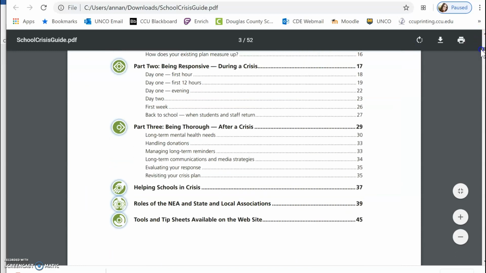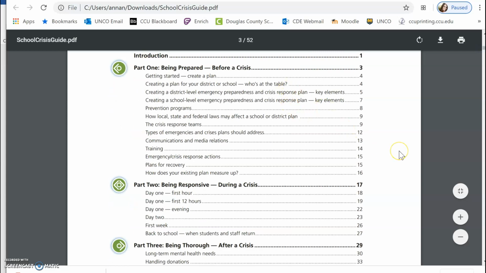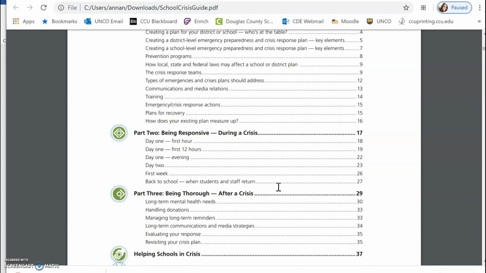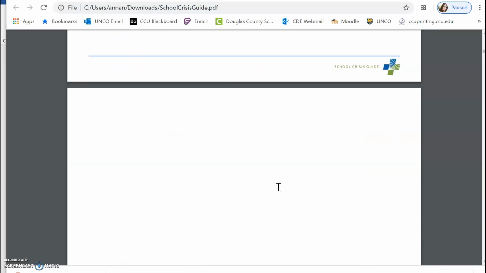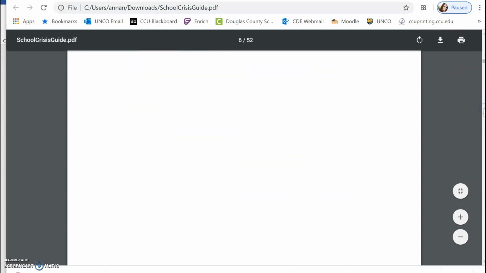Here is a guide for school crisis and a great deal of information regarding preparation before a crisis, as well as what actions might be taken during a crisis and what we can do after a crisis. So this is some good supplemental information on crisis planning in schools.